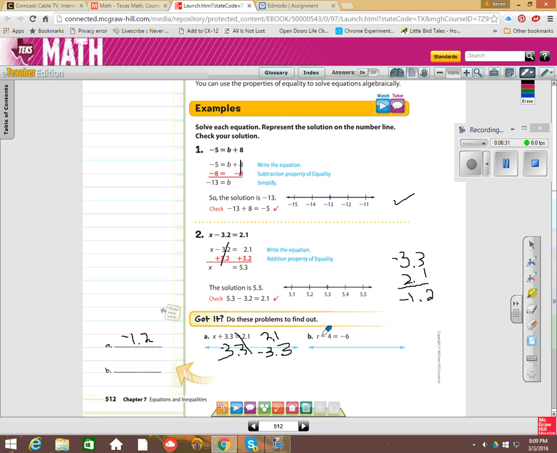What are we going to have here for B? To get rid of the 4, what's the additive inverse or subtraction inverse? That means if you add a positive 4, that will zero it out. That leaves the R by itself. And whatever you do on one side of the equal sign, you do on the other one. So you add a positive 4.